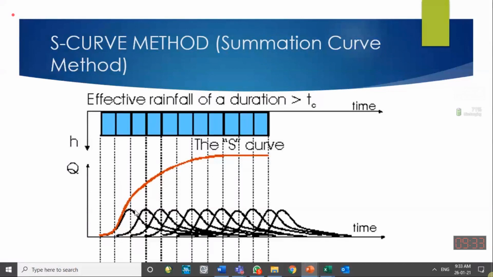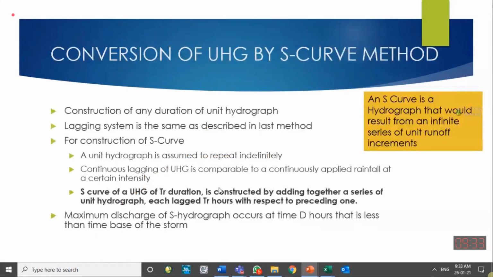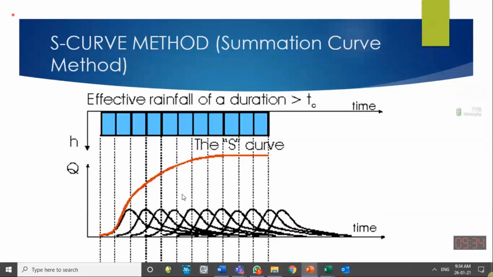So this S curve, how to construct it and what is the S curve? It is the hydrograph that would result from an infinite series of unit runoff increments, and we can construct it by a series of unit hydrographs lagged by the duration of the storm, and we add them together and we get the S curve. So in this method, first we have to construct the S curve. When we have an S curve of a certain unit hydrograph, the next step: the maximum discharge of the S hydrograph occurs at time TR, which is less than the time base of the hydrograph. That is another piece of information.